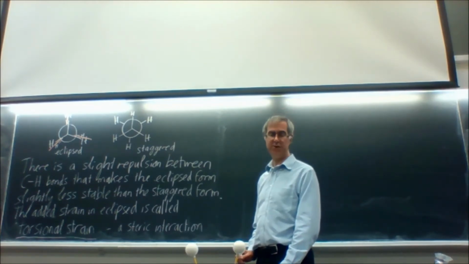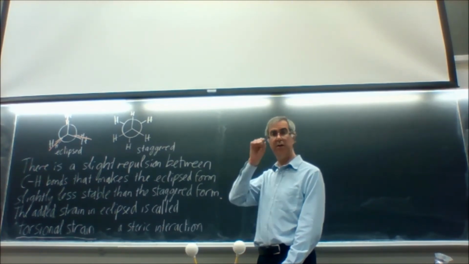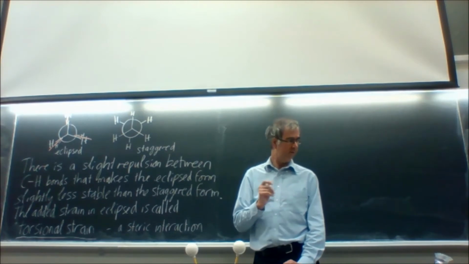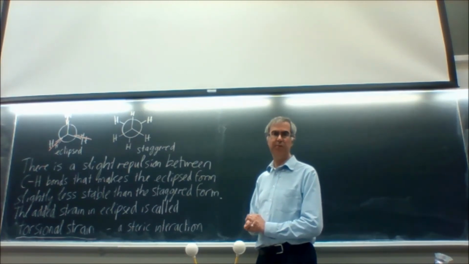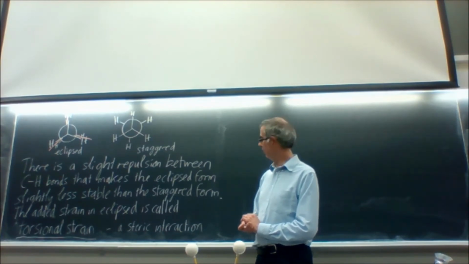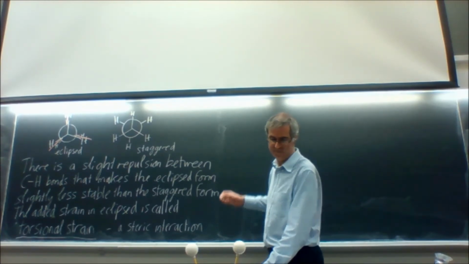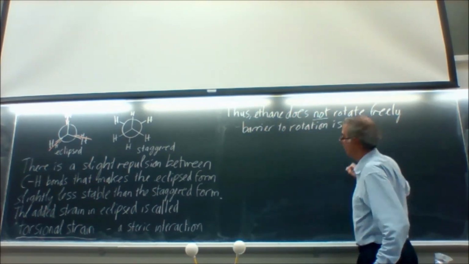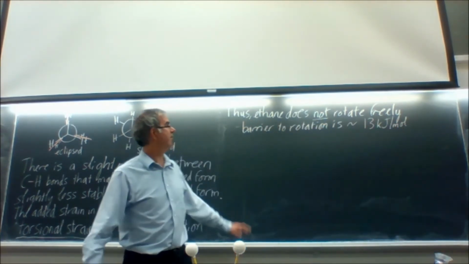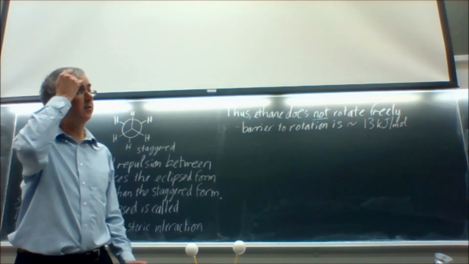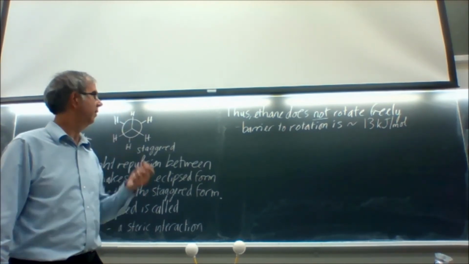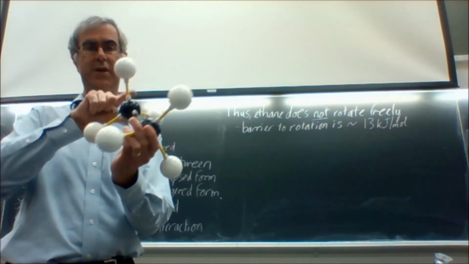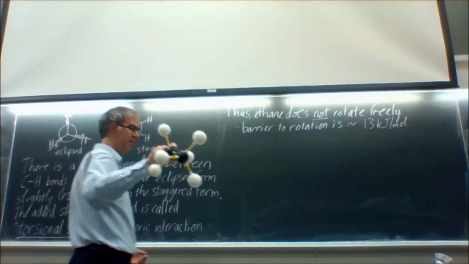So the barrier to rotation is about 3 kilocalories per mole, or about 13 kilojoules per mole. And the book uses kilojoules. That's perhaps what you're more familiar with from Gen Chem. So this is on page 181. Now what this means is if we were to go into outer space, where it's really cold, with a molecule of ethane, it would freeze out in the staggered form and it couldn't rotate anymore. It would stay in this form.